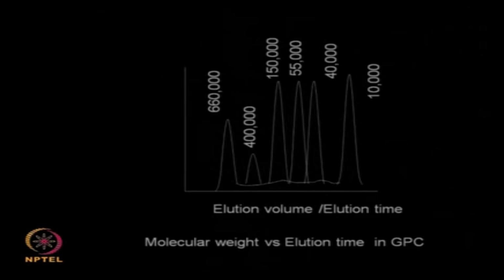We can even measure the molecular weight of an unknown protein if we know the molecular weight of certain proteins. So we can use it as an analytical tool, we can use it as a separating tool as well. So it can be used both in analytical chemistry as well as in the purification area.